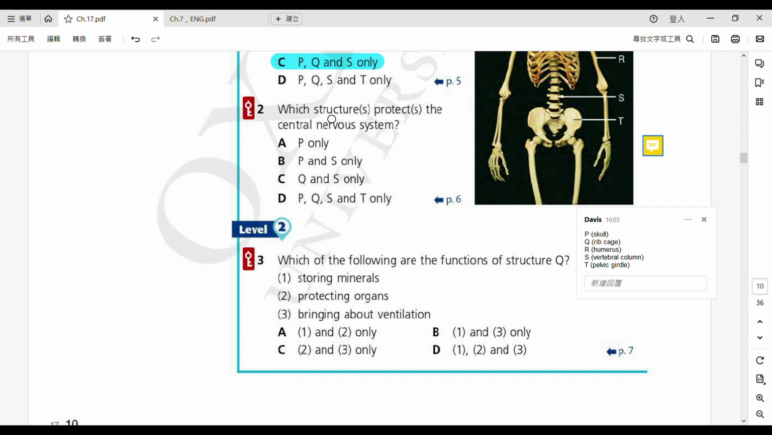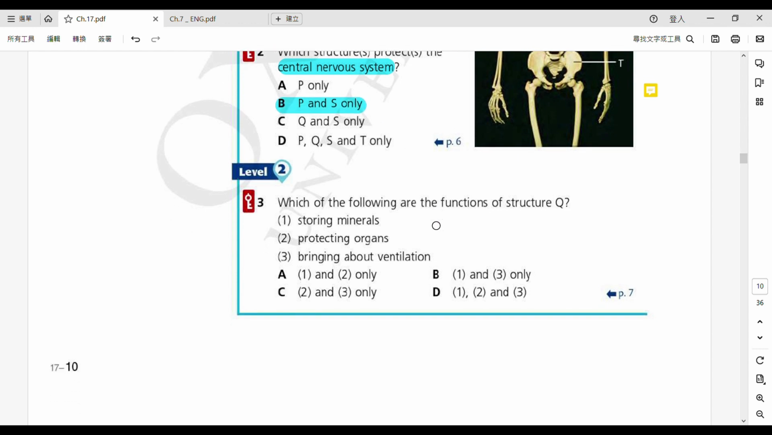They ask which structure would protect the central nervous system. This one is asking about chapter 16. In the central nervous system, we learn about 2 parts: one is our brain, and the other is the spinal cord. Only brain and spinal cord. So skull, the answer is yes. Rib cage, no, so Q is wrong. Humerus, definitely no. Vertebral column, yes, because it protects the spinal cord. Pelvic girdle, also no. So the answer is B, P and S.